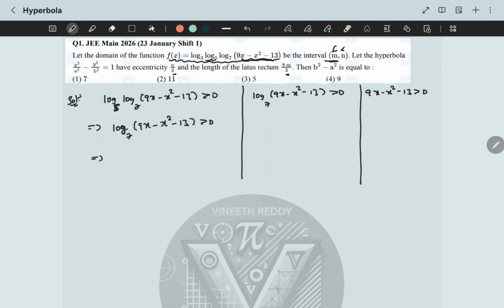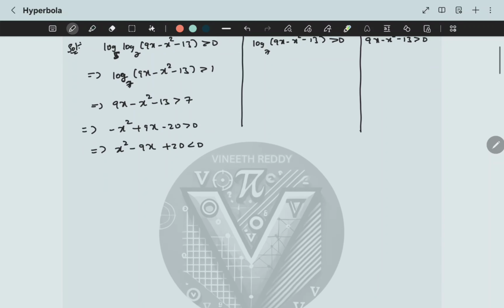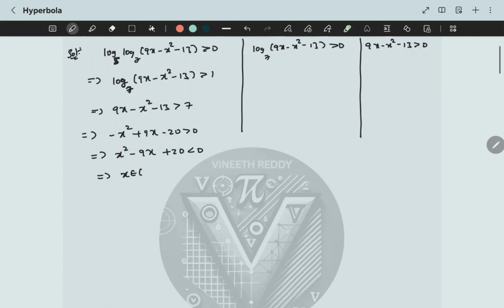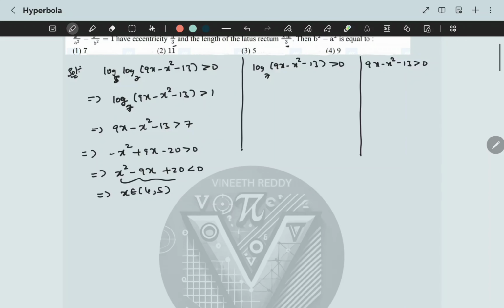Now if I once again apply anti-log, because the base is greater than 1, the inequality doesn't change. Here I should be getting 5 raised to the power 0, which is 1, sorry. Now it should be 7 raised to the power 1, that is 7. If I rearrange, I get minus x square plus 9x minus 20 greater than 0, or x square minus 9x plus 20 less than 0. Solving this inequality, we get x belongs to 4 comma 5.